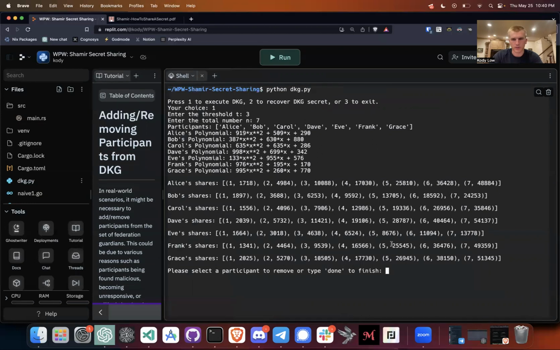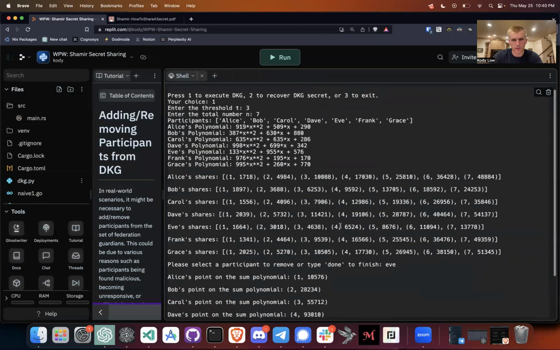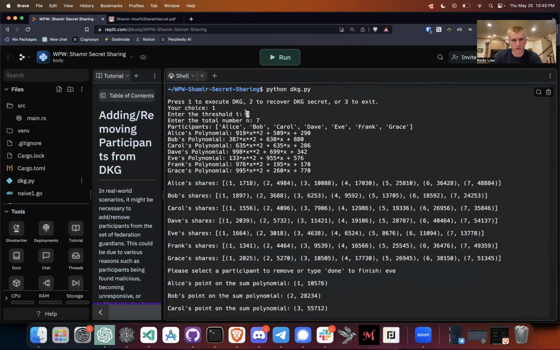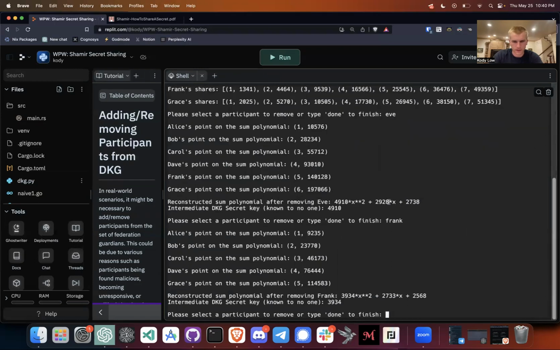These are all their polynomials, right? And let's remove Eve. And after we remove Eve, the new polynomial looks like this, right? And we remember this is a threshold of 3, and so the polynomial is of degree 2, right? And then let's remove somebody else. So we've removed Eve, and then let's remove Frank. Cool. So we've removed Eve and we've removed Frank, right?